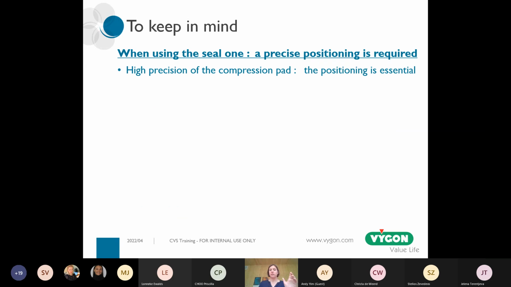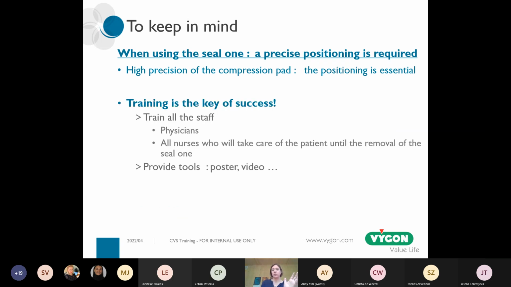I think you understand, because I told you, as you have a precise positioning, it's important to train the teams. The training is the key to success. If the team is well trained, it will be a success and they will love the seal1 and they will use it for years. So you have to take time at the beginning and then it will be very easy and you will have sales for years.